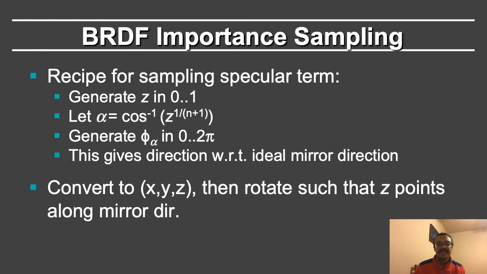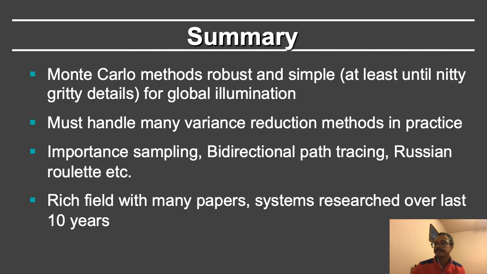You similarly generate phi alpha in 0 to 2 pi times your uniform random number generator. This gives the direction with respect to the ideal mirror direction. You convert to the Cartesian components x, y, and z, and then you have to apply a rotation so that z corresponds to the mirror direction. The exact specifics of this rotation will be discussed in the next lecture.